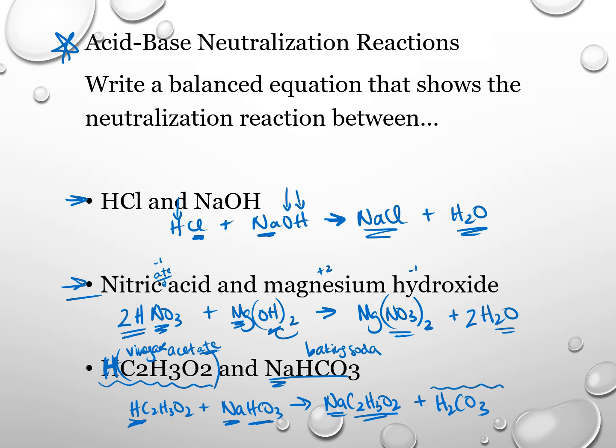So this compound right here, carbonic acid, is going to spontaneously decompose because it's super unstable. It's going to decompose into carbon dioxide. Those are the bubbles that we see when we mix baking soda and vinegar. The other thing that we make is water. There it is. Here's our salt, sodium acetate, and here's our water. And we get bonus carbon dioxide bubbles.